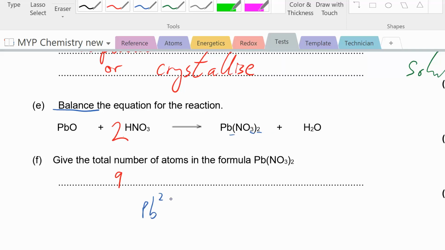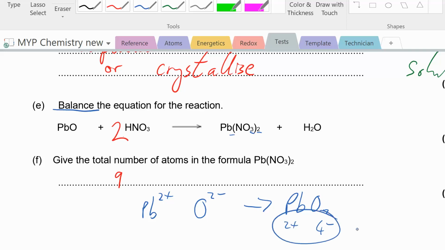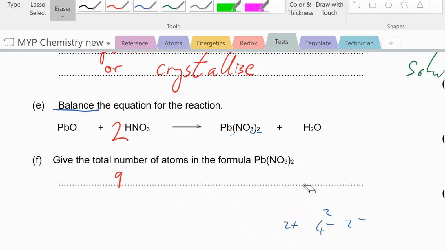Pb in this instance has a charge of 2+, oxygen is 2-. They balance perfectly, so they form PbO. If you were to add a little 2 there or a little 2 there, then you are making it chemically unbalanced, because you now have 4 negative and 2 positive. So it overall is 2 negative. They need to be chemically neutral when they react.